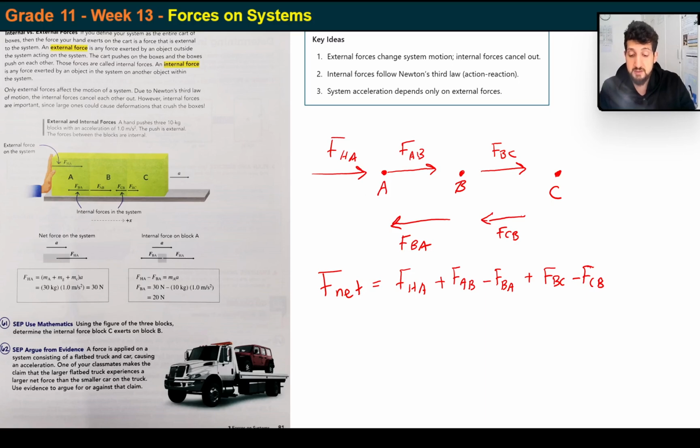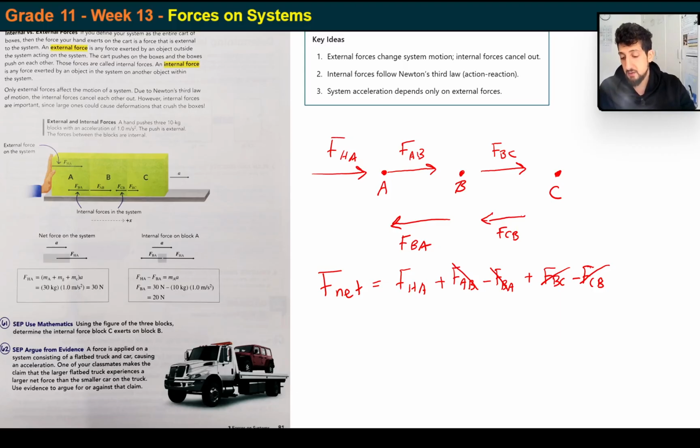What you'll notice is that AB and BA are the same, but they are opposite. So if I'm subtracting them, they're just going to cancel out. And these ones are gone as well. So what are we left with? The net force acting on the system is going to be the external force, which is what we already knew, the push of the hand. And that is what this means. The external force changed the system motion. Everything else cancels out. There's an equal and opposite reaction. Internal forces, action, reaction, and system acceleration depends only on external forces.